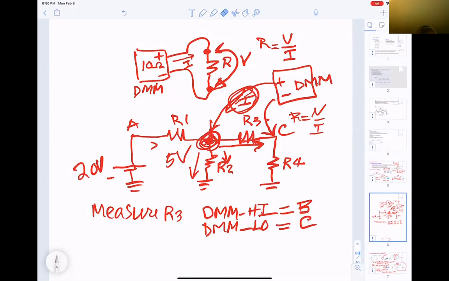job sites, when it comes to resistance and current, they don't want you breaking the circuit to measure the current or to measure resistance. Yeah, absolutely. They do not. Okay.